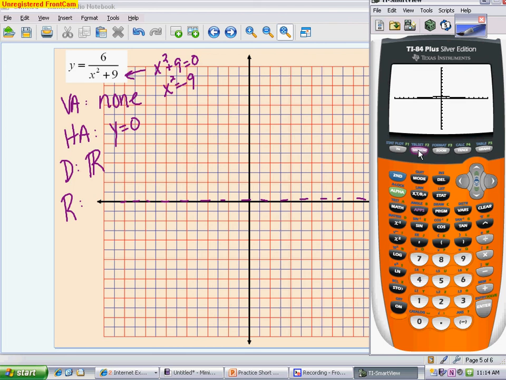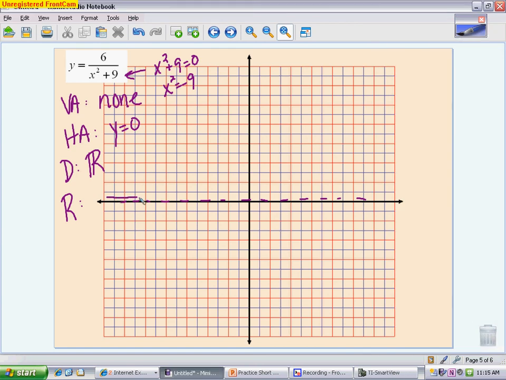I'm going to go to my window. I'm going to make it a little bit smaller. So instead of going from my y minimum negative 10 to 10, I'm going to go from negative 3 to 3 just to get a better visual of what's happening here. Here's my graph. What ends up happening is it looks like this. Kind of comes up and then comes right back down.